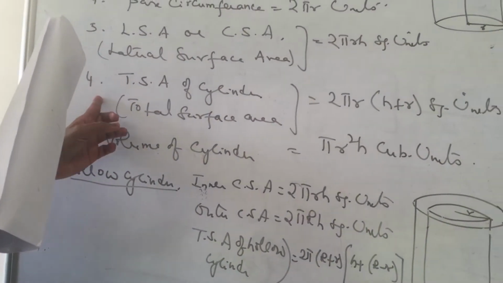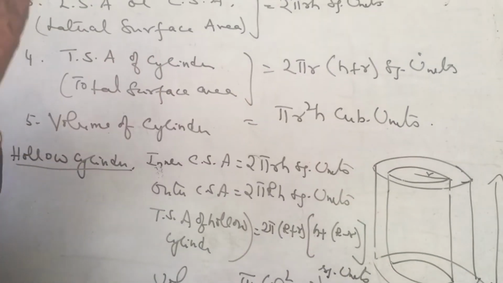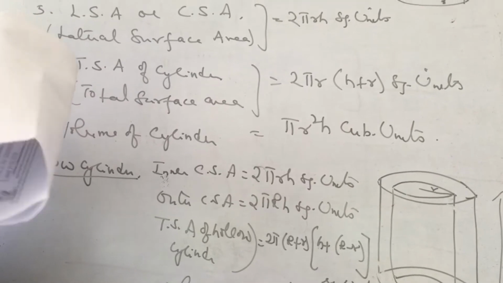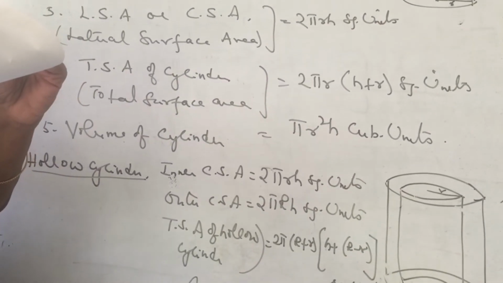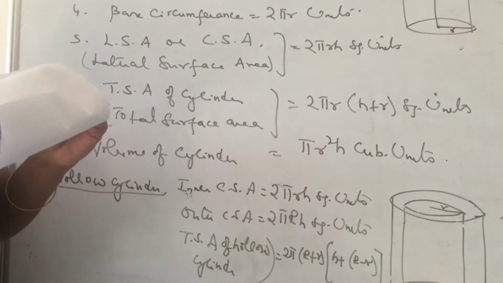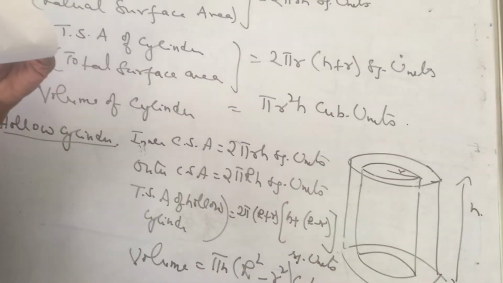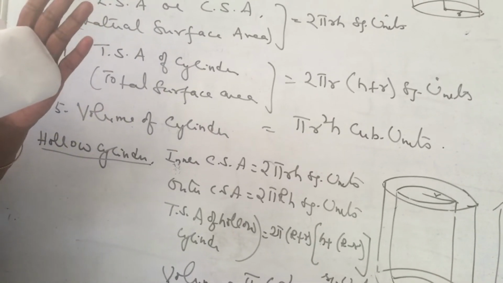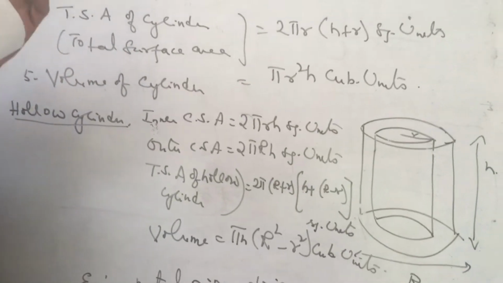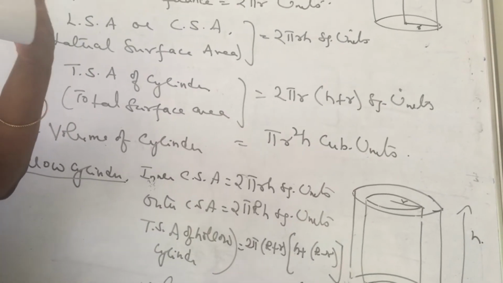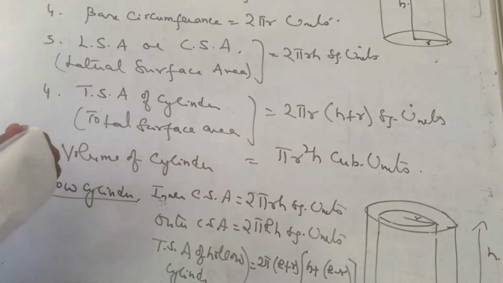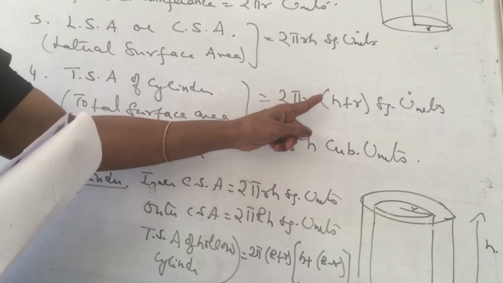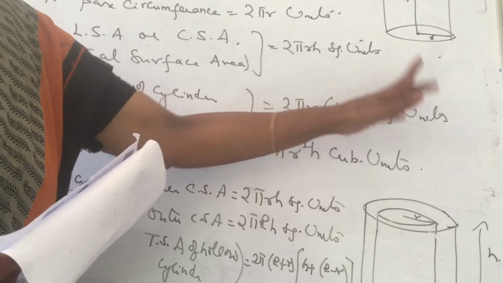Coming to the TSA of the cylinder, the total surface area of the cylinder. Can you observe? The cylinder has two circular ends. Each is pi r square. What is the area of each side? Pi r square. Pi r square plus pi r square is what, children? 2 pi r square, plus LSA. What is LSA? 2 pi r h. When you take out common, it is 2 pi r into (h plus r) square units.